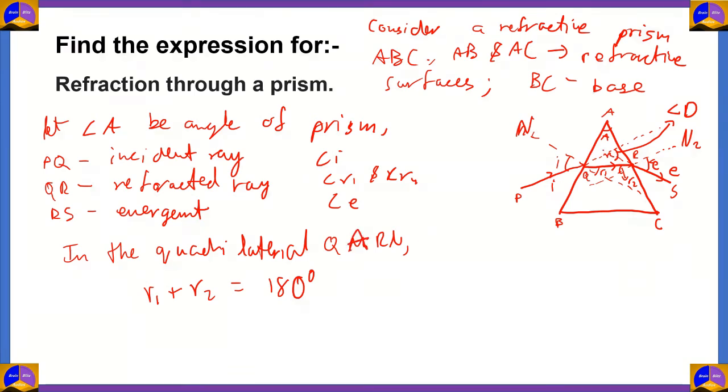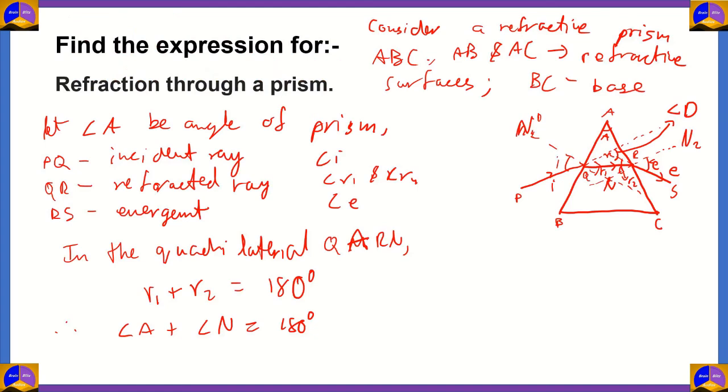So either way, you have angle R1 and angle R2 as the angles of refraction. So R1 plus R2 is equal to 180 degrees. Therefore, you can imply that angle A plus angle N will also be equal to 180 degrees. Angle N is the angle at the point where both the normals meet. So they form an angle, angle N.